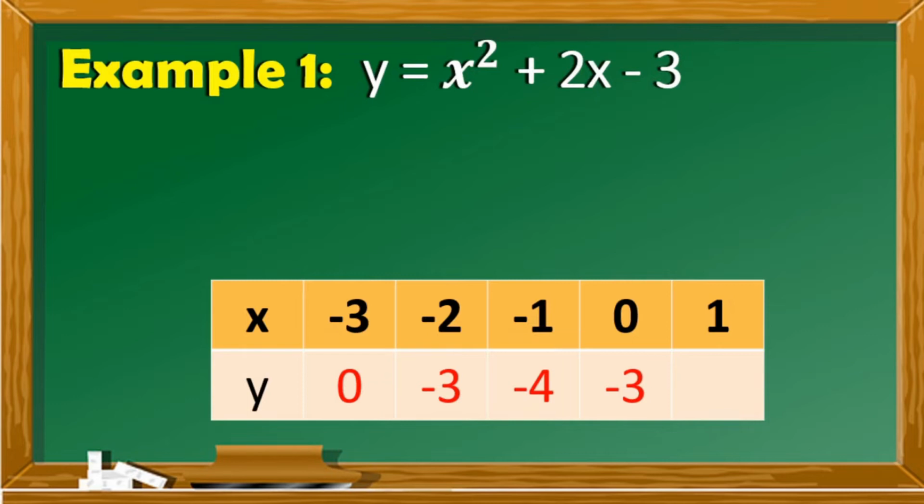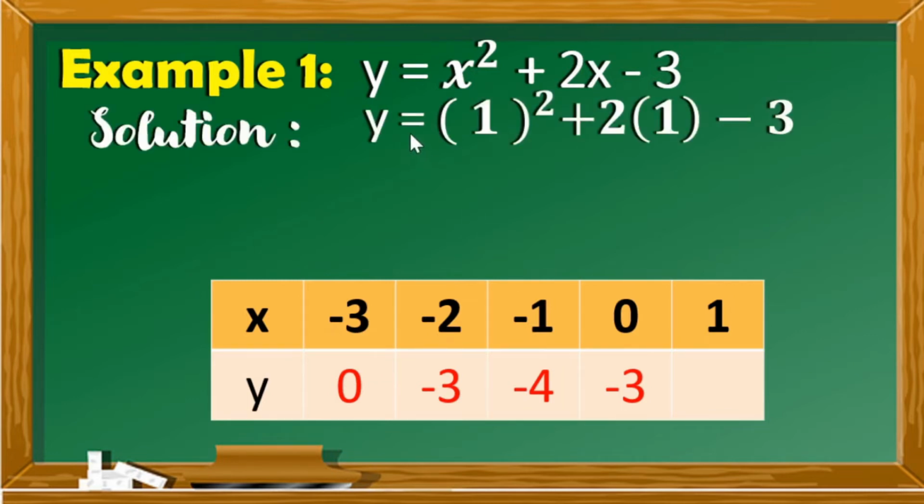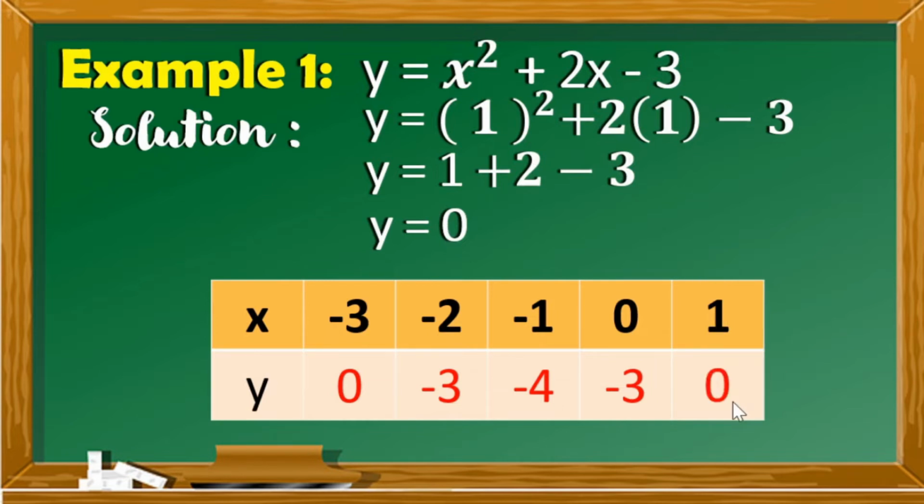If x is equal to positive 1, showing our solution, y is equal to the quantity of 1 squared plus 2 times 1 minus 3. The quantity of 1 squared is positive 1, 2 times 1 is positive 2, minus 3. Simplifying, 1 plus 2 is 3, minus 3, and that is 0. So if x is 1, our y is equal to 0.